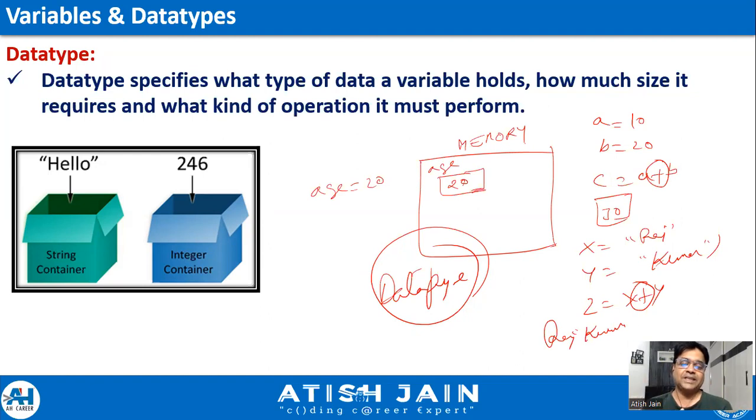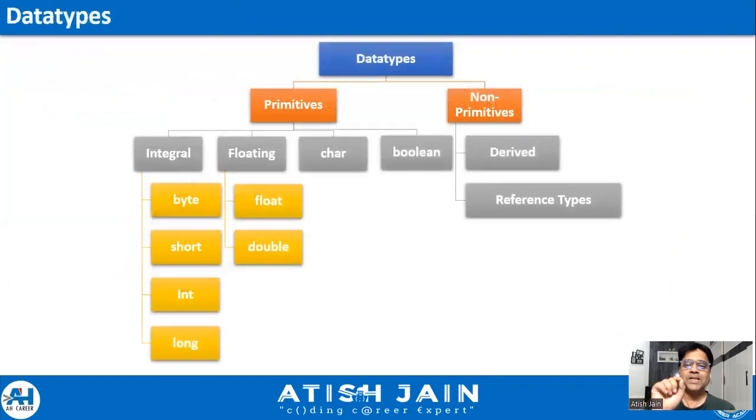Hope you got clarity on what a variable is. A variable is nothing but the name of the memory location where data is stored. The data type tells what type of data a variable will hold. Why? Because based upon the data type only, the size and type of operation will be decided. So in Java, the data types are divided into two types, primitive types and non-primitive types.